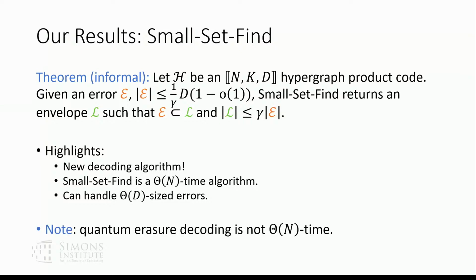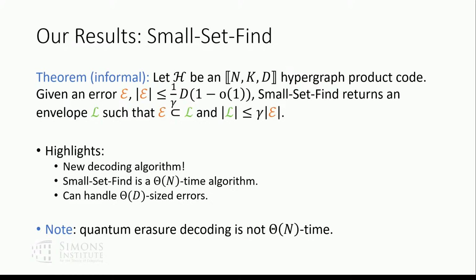What is unfortunate, but important to note, is that unlike the classical setting, in the quantum setting, we don't have a linear time correction for erasures. So if we want to actually correct the errors, then the total runtime would be more than linear. So this is unfortunate, but this is the current state.